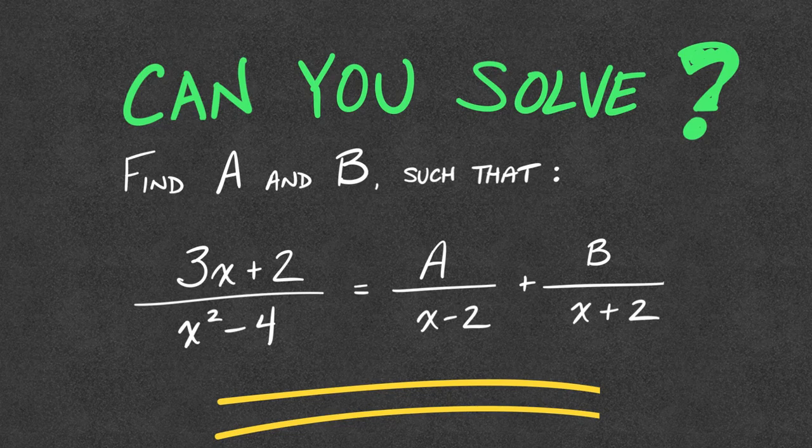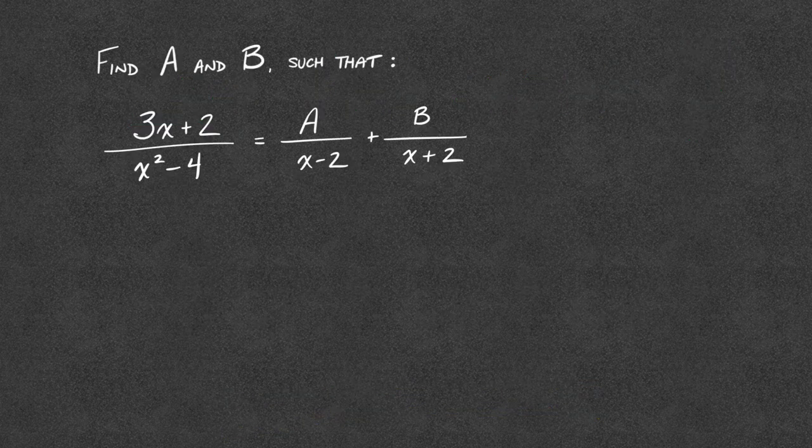Hey everybody. So, problem on the screen, rational expressions. Can you solve for A and B? Okay, here we go. So you see the problem, we have to figure out what the numerators are on the two fractions on the right that would give us the fraction on the left.